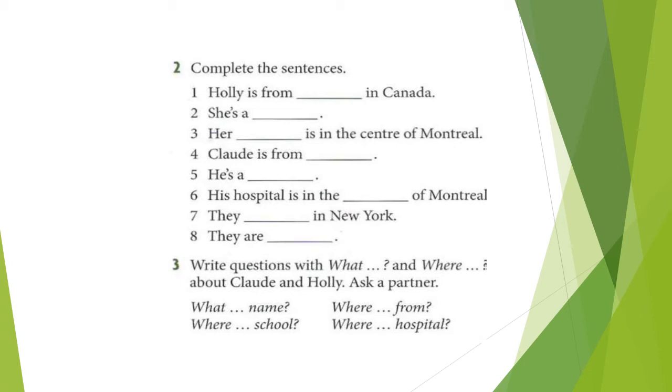Now, 3. Write the questions with what and where about Claude and Holly. Ask a partner. For example, you ask your partner, what's his name? Your partner will answer, his name is Claude. Where is he from? He is from France. And where is his hospital? His hospital is in the center of Montreal.